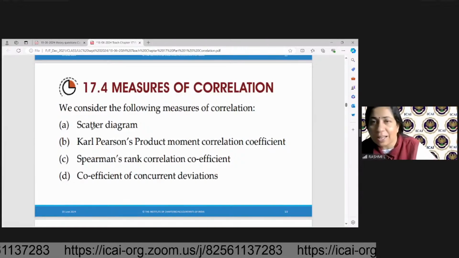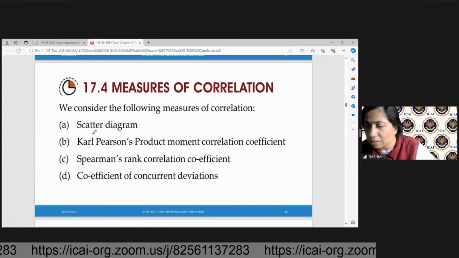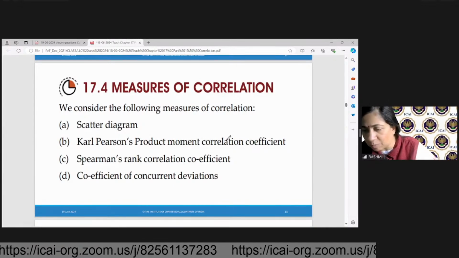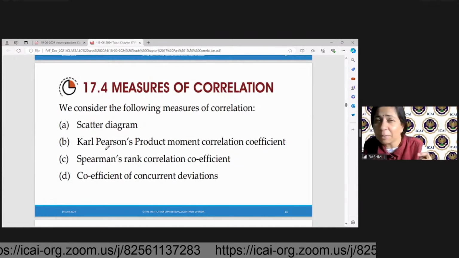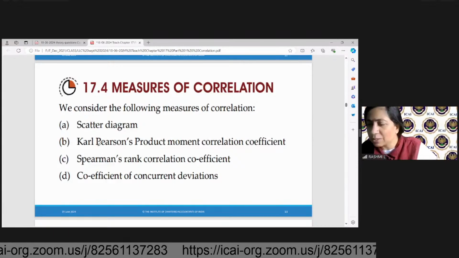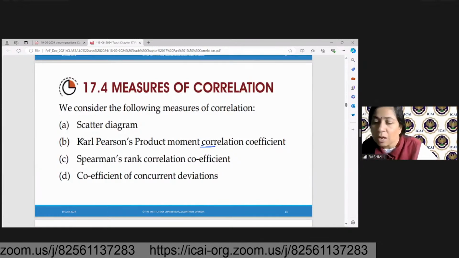Measures of correlation. There are 4 measures of correlation. To measure correlation: scatter diagram, Karl Pearson product moment correlation coefficient. इतना बड़ा नाम है, आपको डरने की बात नहीं है, बस आपको याद रखना है, या कहीं पे कोरिलेशन कोएफिशिएंट आ गया ना, तो हमें वो ढूंढना है.